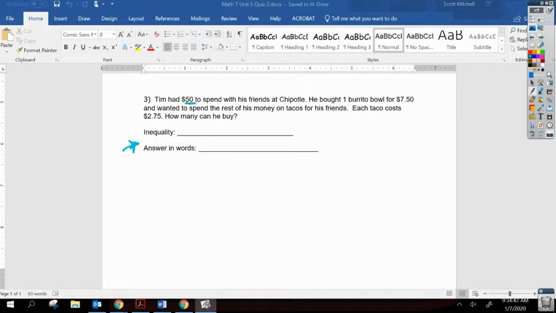Tim had $50 to spend with his friends. He bought one burrito bowl for $7.50, and then he wanted to just buy a bunch of tacos for his friends. Each taco is $2.75. How many tacos can he buy? So Tim has $50. We know that whatever he buys at Chipotle has to be smaller than or equal to 50. It could be equal to 50. It could be smaller than 50, but it can't be bigger.